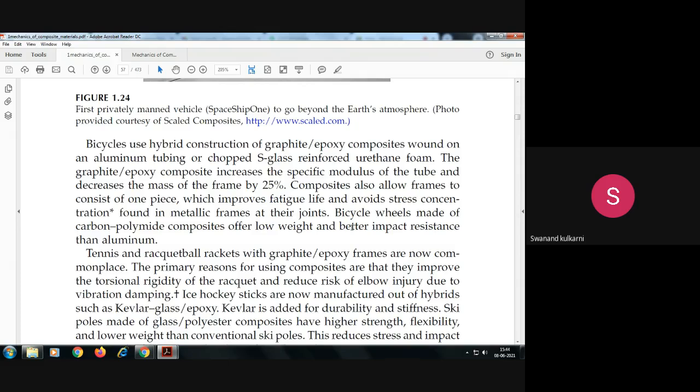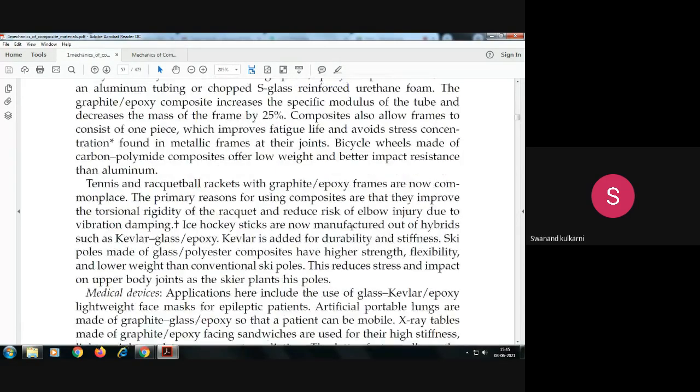and hybrid construction of graphite epoxy composite around them. Composites also allow frames to consist of one piece, which improves fatigue life and avoids stress concentration. Is it okay? So we can see this one example.